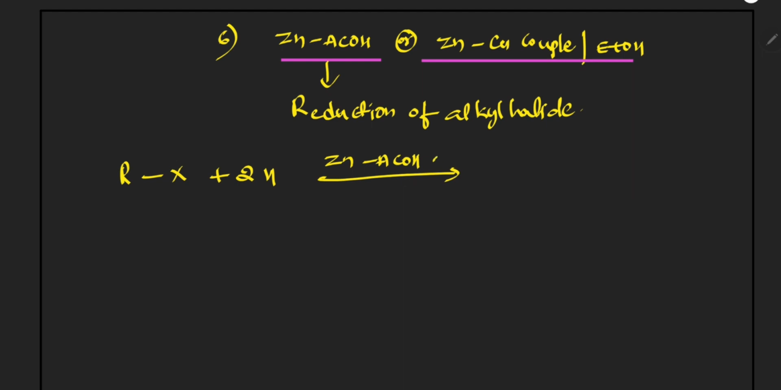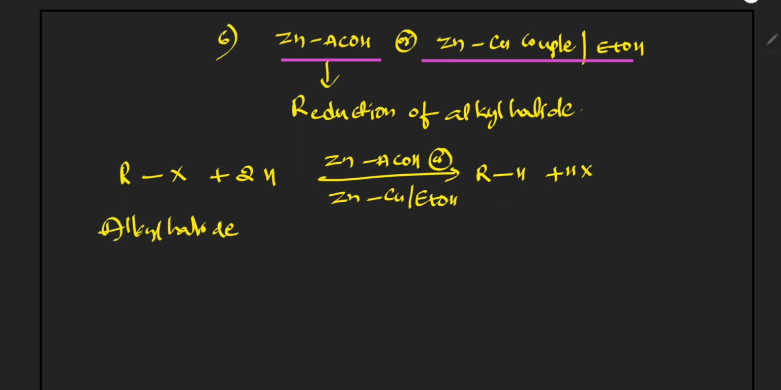or zinc copper couple with ethanol to give alkane. Alkyl halide to alkane. Reduction of alkyl halide with zinc acetic acid or zinc copper couple. It is used for the reduction of alkyl halide. Have a look at the next reagent.